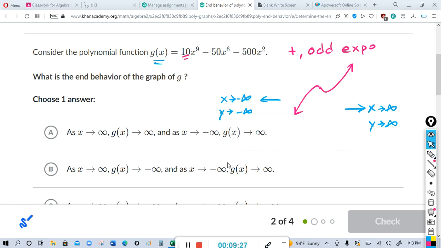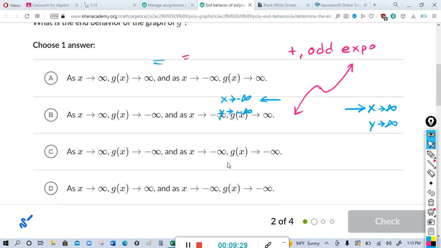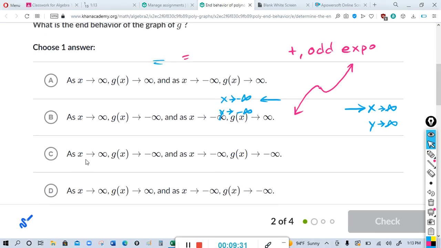So let's see. Look at answer C. As x goes to infinity, g of x goes, oh no, that's wrong. Look at answer D. As x goes to infinity, g of x goes to infinity. As x goes to negative infinity, g of x goes to negative infinity. Answer D.